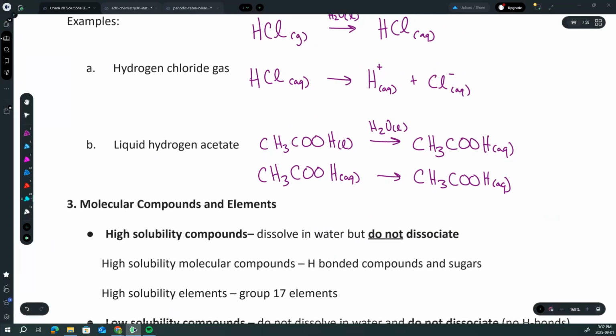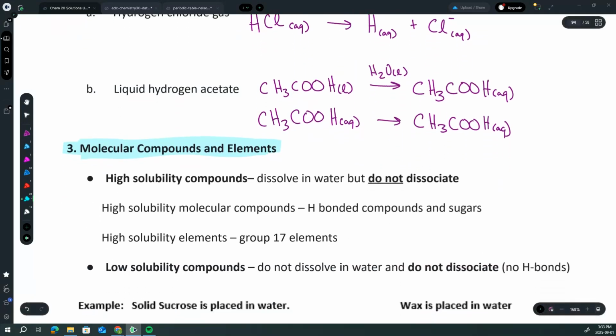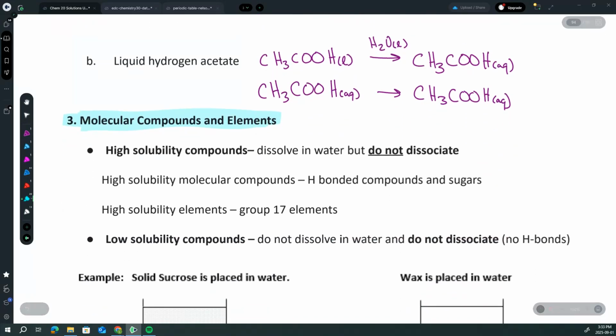The next compounds or substances that you need to know how they're going to dissolve or not in water are our molecular compounds and our elements. Okay, so for high solubility compounds, these are going to be our molecular compounds that are able to dissolve in water but don't dissociate. And actually, since we're talking about molecular compounds, we should actually change that to ionize.